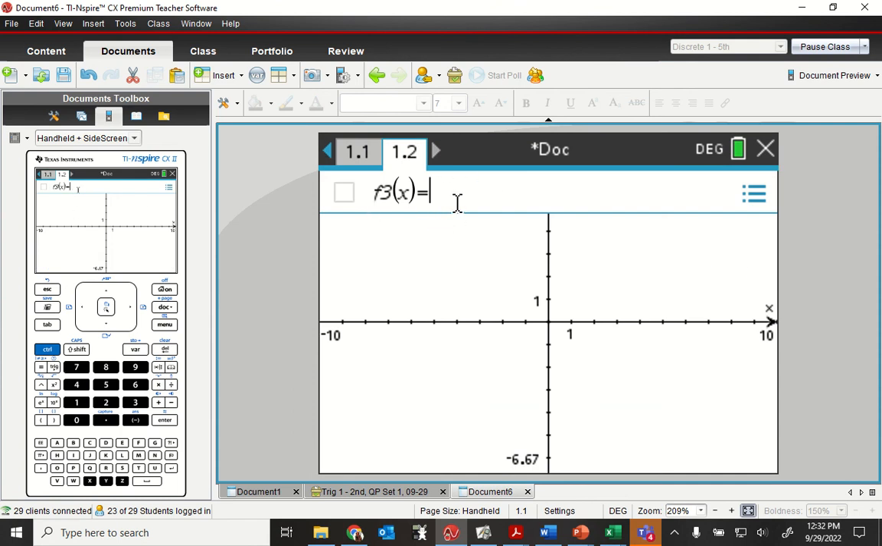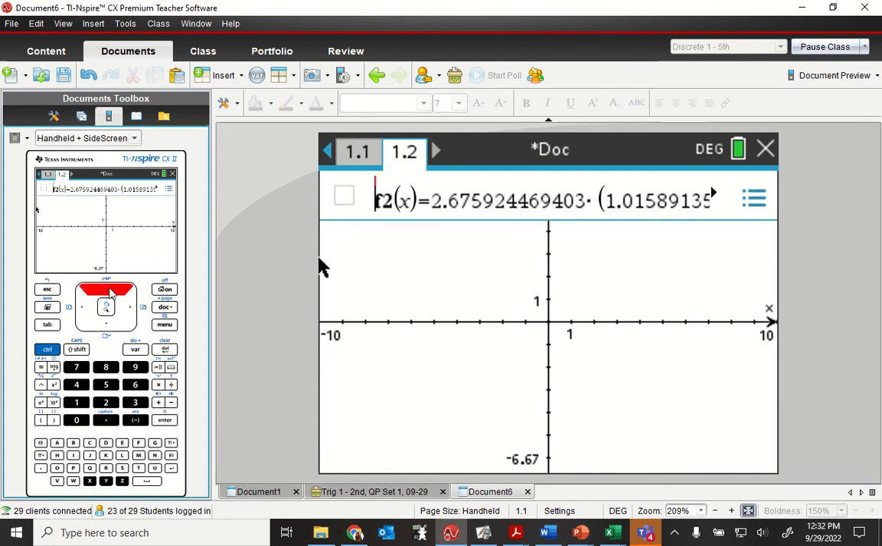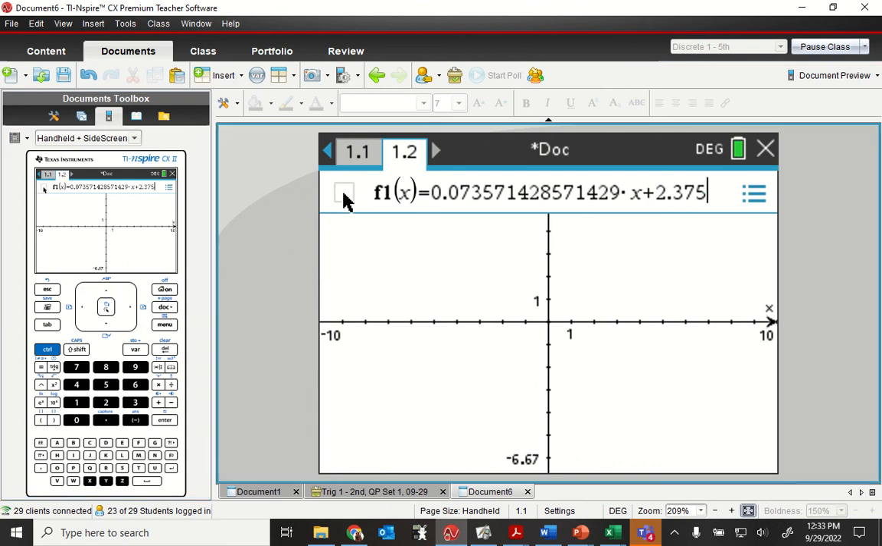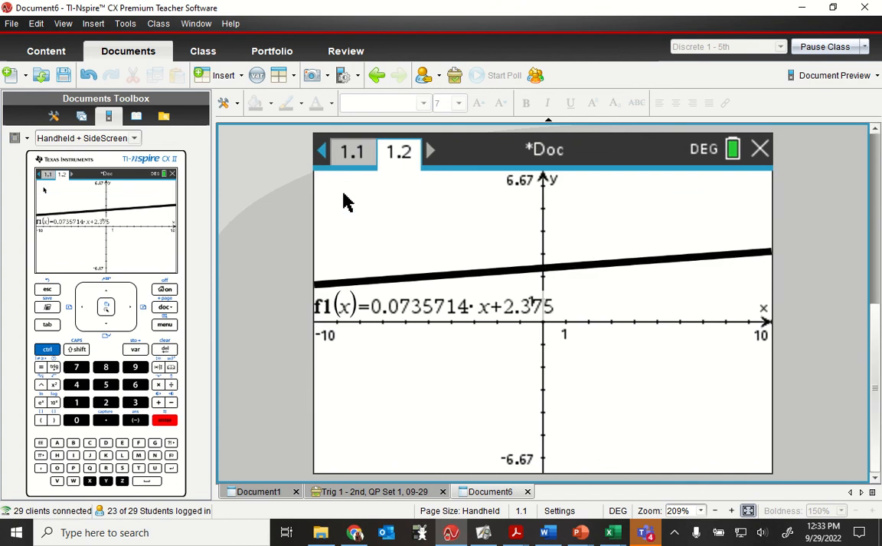So now I got this here. You guys ready? So this is F3. I don't want it to say F3. Where was my good function at? Here's F2. So I'm arrowing up, and here's F1. Wasn't my linear one F1? Yeah, so I'm gonna select that one. So I click on it and just hit enter. There we go.